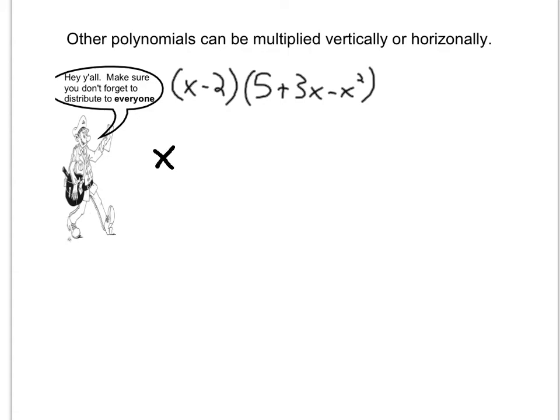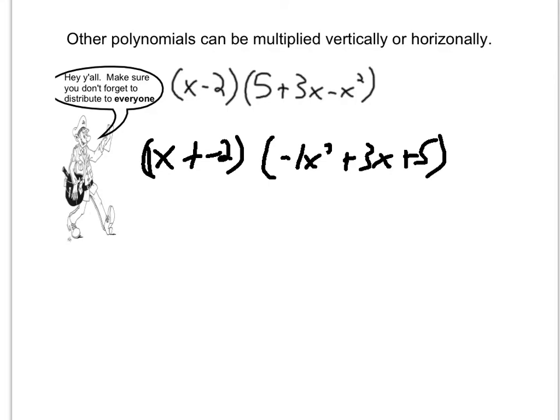So, first thing is x plus negative 2, change subtraction to addition, times, and again, I want to arrange this in descending order. So the negative x squared comes first. We'll make that negative 1x squared. And we can make this 1x too. Then we got plus 3x is next, plus 5. So we're in descending order.